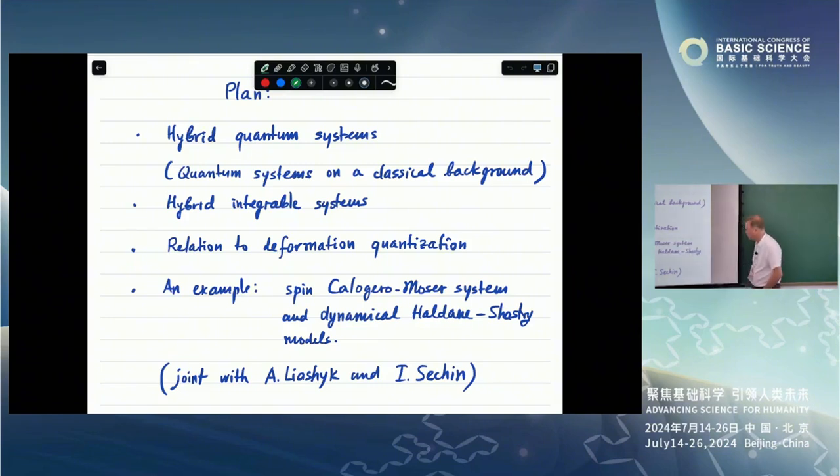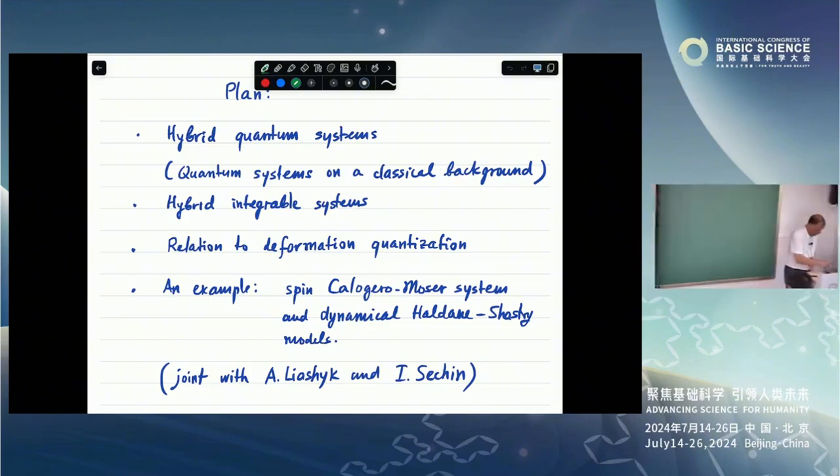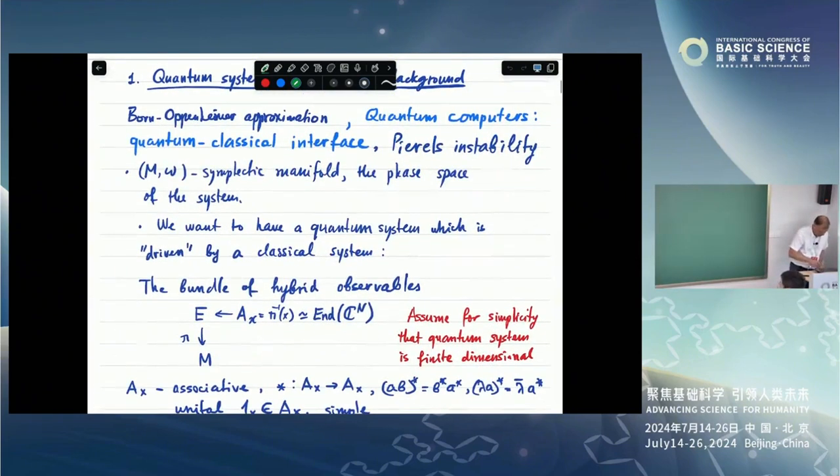An example is spin-Calogero-Moser system and a so-called dynamical version of Haldane-Shastry model. Haldane-Shastry model is a model for long-range spin interactions. Calogero-Moser system is one of the well-known integrable systems with very interesting mathematical content. It's a joint work with Andrei Leshik and Ivan Sechin.